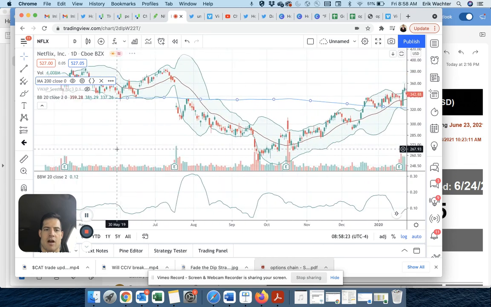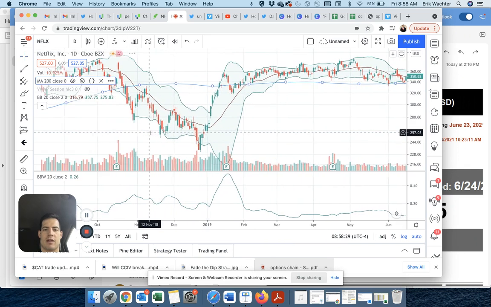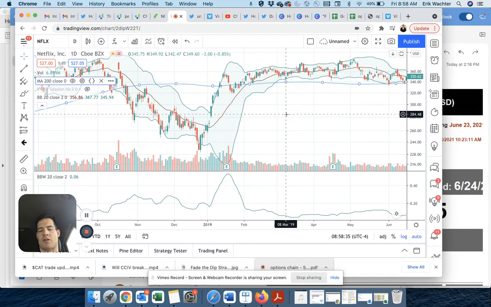Let's look at another time. There you can see once we cross down through it, it's a very bearish signal. And let's look up here. We cross up, got a little bit. Overall, that would have been a win over time.